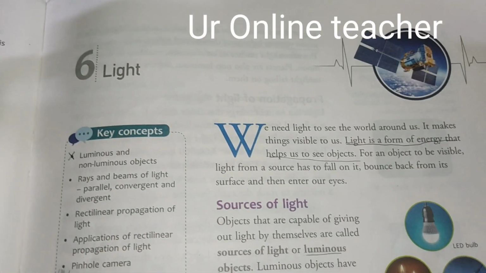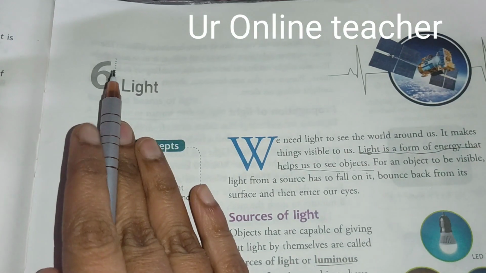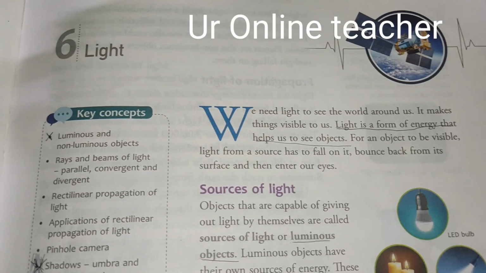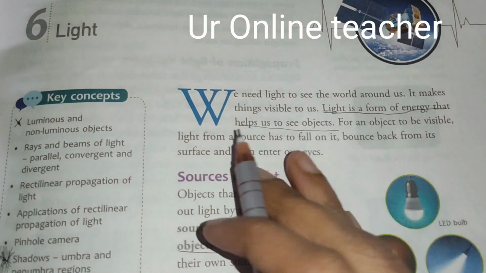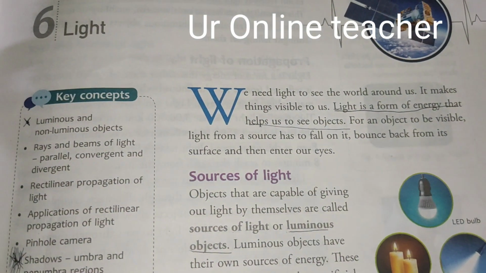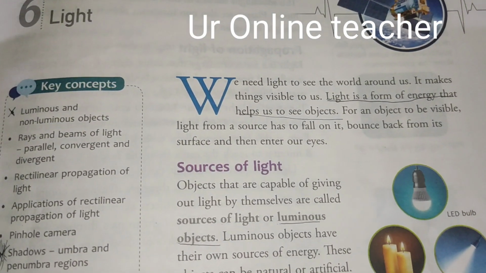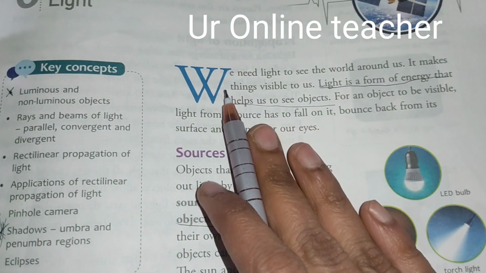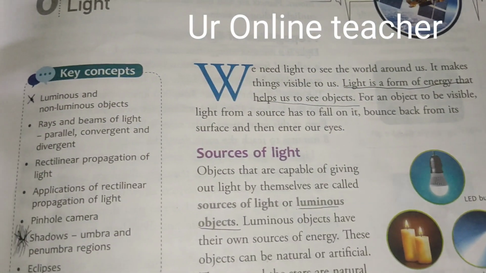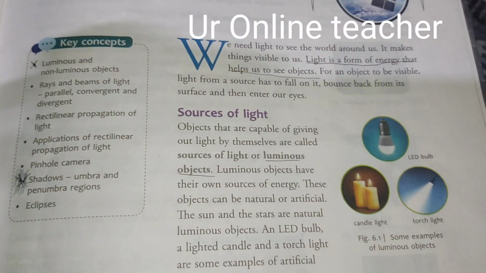Hi students, today I am going to explain light from physics, a very interesting chapter. So what is light? Light is a form of energy that helps us to see objects. We need light to see the world around us. Things are made visible by means of light only. So for an object to be visible, light should be there.